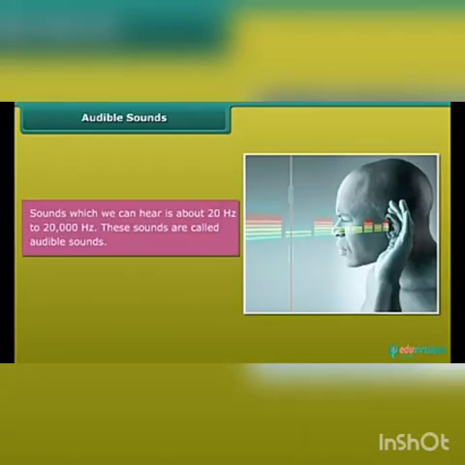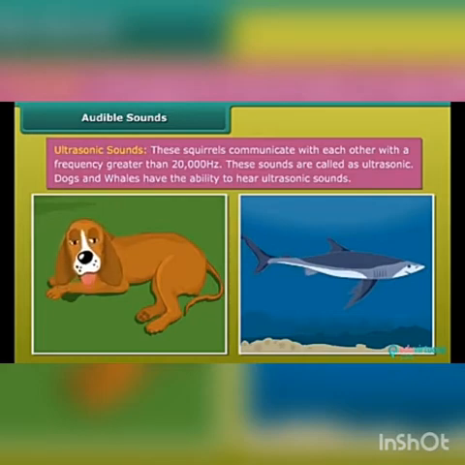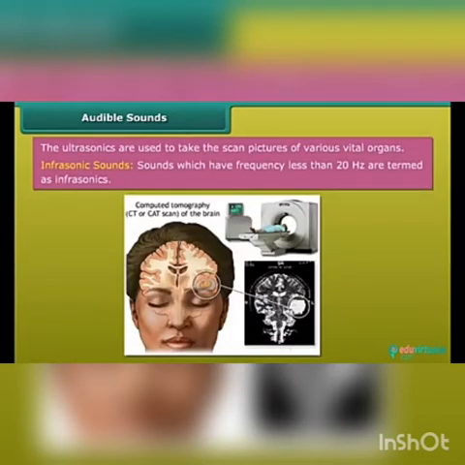Audible sounds. Sounds which we can hear are about 20 Hz to 20,000 Hz. These sounds are called audible sounds. Ultrasonic sounds. These squirrels communicate with each other with a frequency greater than 20,000 Hz. These sounds are called ultrasonic. Dogs and whales have the ability to hear ultrasonic sounds. Ultrasonics are used to take scan pictures of various vital organs. Infrasonic sounds. Sounds which have frequency less than 20 Hz are termed as infrasonics.